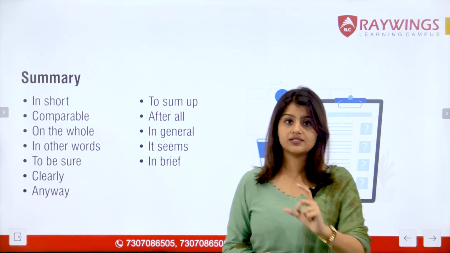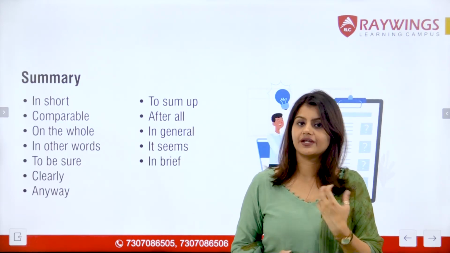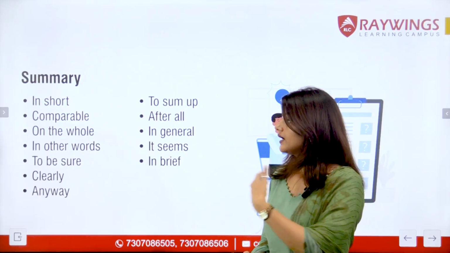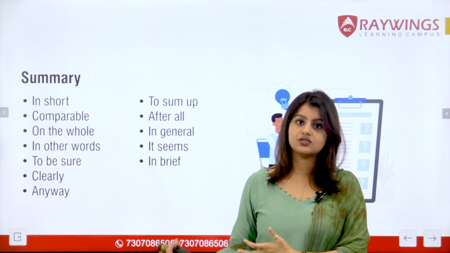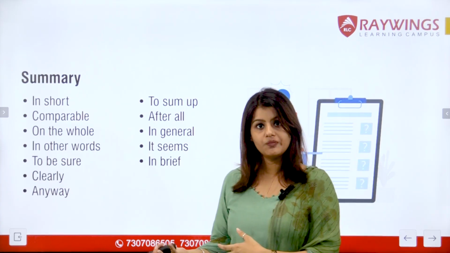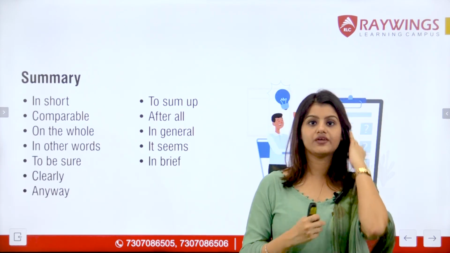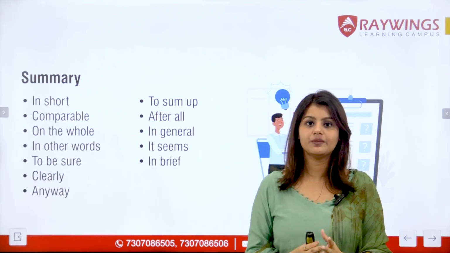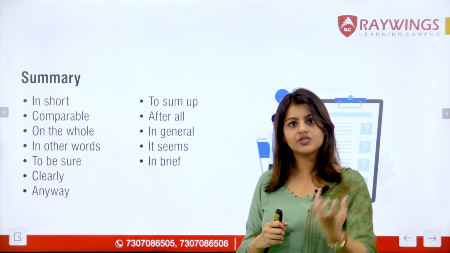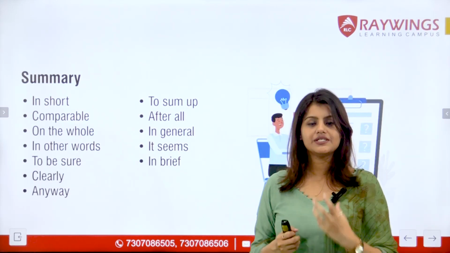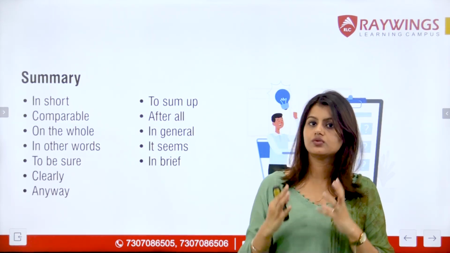Then in other words, suppose you said something, but you want to explain it even more in a better way, in a better language with simple examples, so you can say in other words I would like to say, right? Or I would like to explain it in other words by, like this. You can start with the sentence, then to be sure, clearly, then anyway, then to sum up. Again, you gave a speech and now you want to wind up, so you will say, to sum up my speech I would like to say, and then you can say your point. Then after all, in general, then it seems, in brief. So these are some words that can be used for summarizing whatever you are going to say.